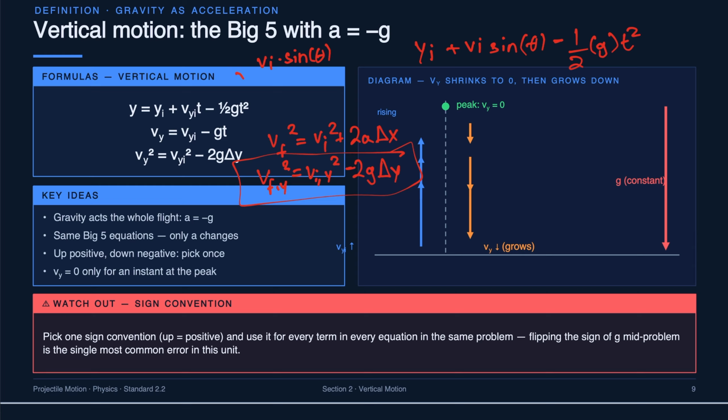So yeah, only the a changes and the vyi becomes vi sine theta. You can represent it like that. So these are the new projectile motion equations. These are not per se new equations. It's just you need to know how to plug in a equals negative g into these equations to get vertical motion formulas.